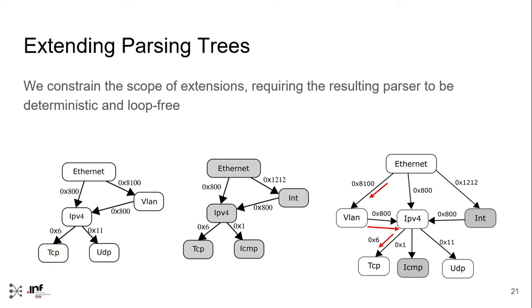Finally, we constrain the scope of the resulting parser, requiring it to be deterministic and loop-free. To this end, we perform a depth-first search in the resulting parser. If the resulting parser has non-determinism or loops, we issue a warning for the operator, who must solve conflicts between state machines to deploy the program correctly.